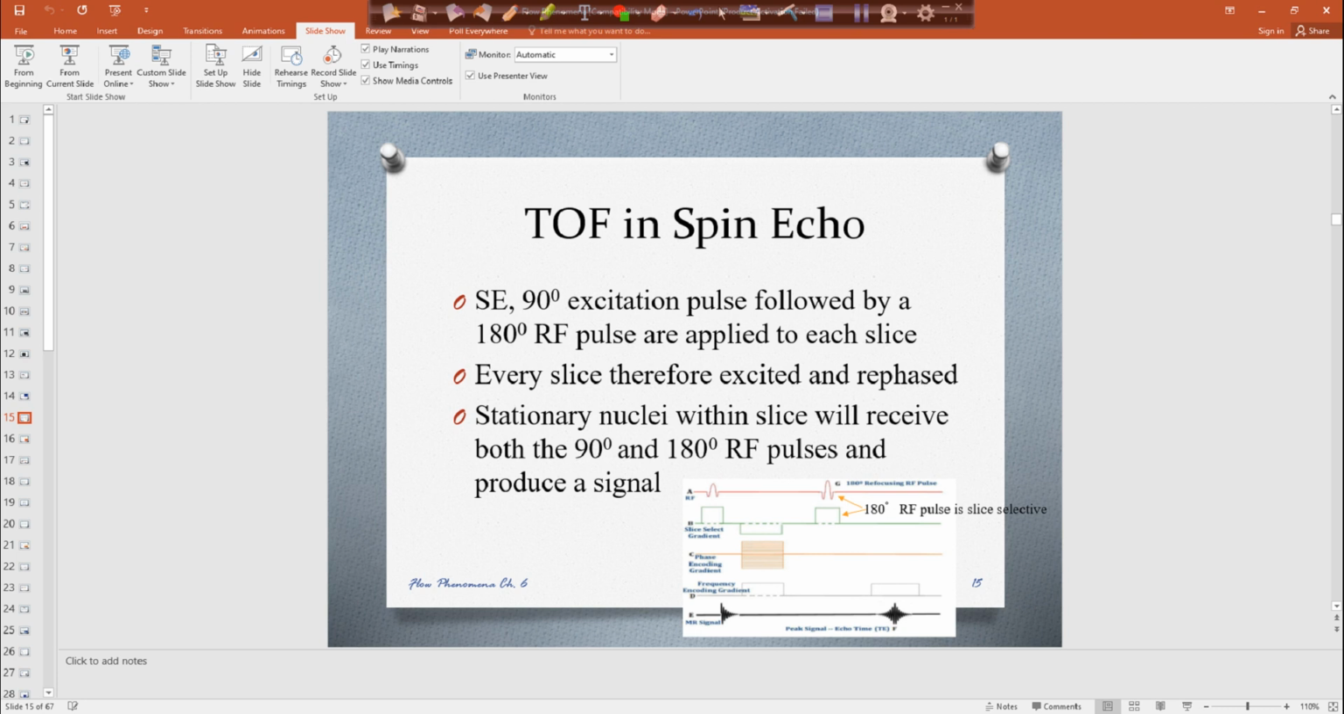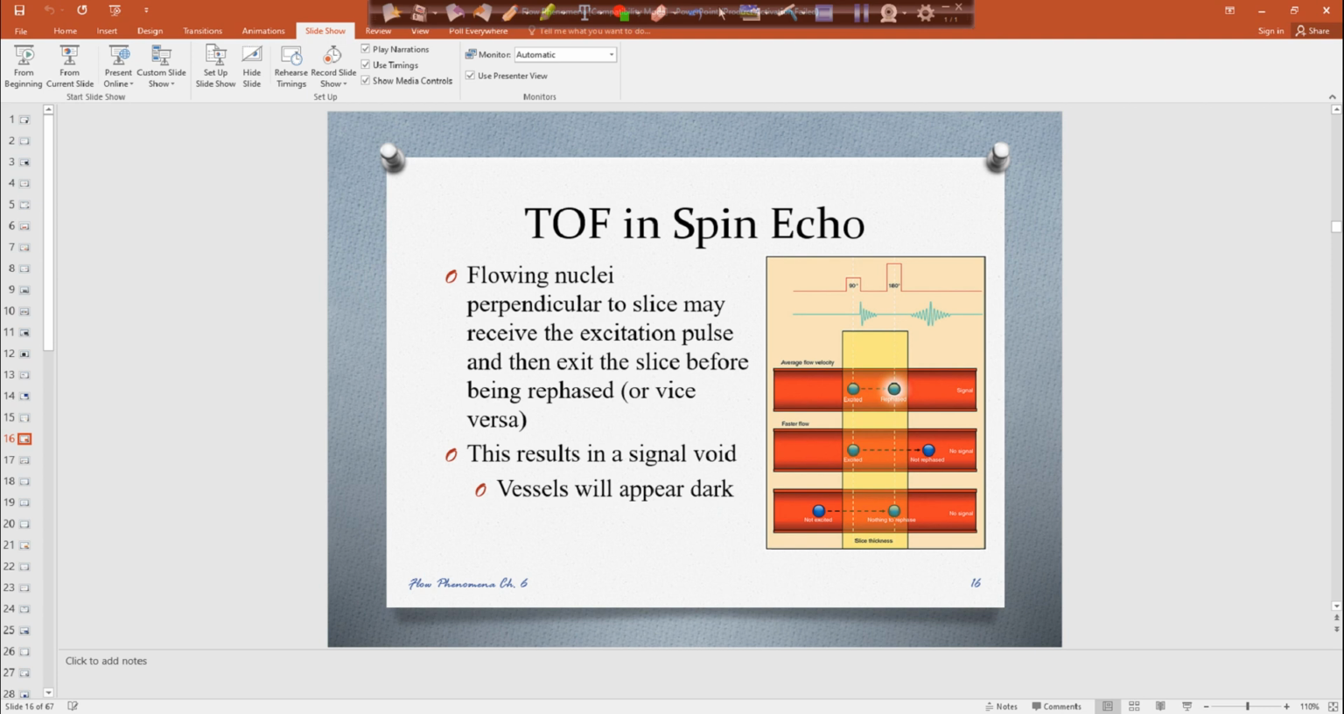So in spin echo, every slice is excited and rephased. Stationary nuclei within that slice will receive both. That stationary tissue is not moving, so it's going to receive both. However, flowing nuclei, and remember it has to be perpendicular to that slice. So if you have your aorta, you want an axial slice. Your abdominal aorta is going superior to inferior, so you want an axial slice. Okay? Carotids, you want an axial slice because they're going up in the neck.